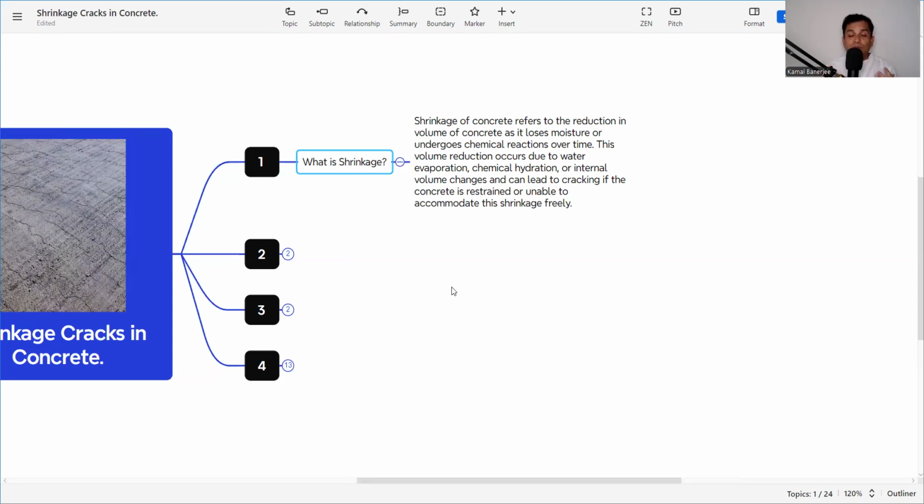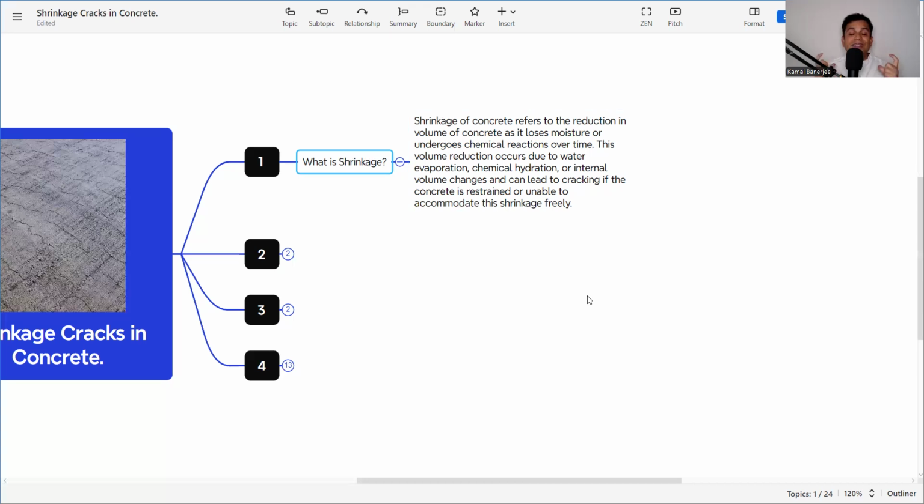Because of moisture loss, or because of the chemical reaction, that is what we call the hardening and the hydration of the cement and water. With this chemical reaction also the volume is reduced. So whenever this volume reduction occurs inside the concrete, we call it shrinkage. This volume reduction occurs due to water evaporation, chemical hydration, or internal volume change, and can lead to cracking if the concrete is restrained or unable to accommodate this shrinkage freely.